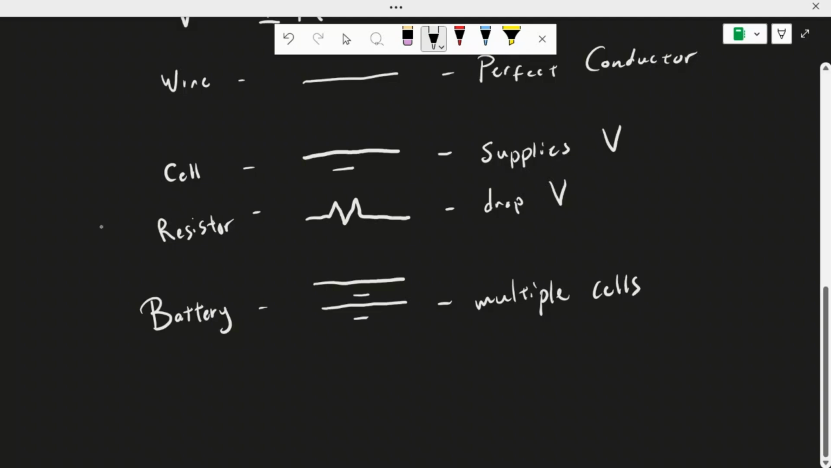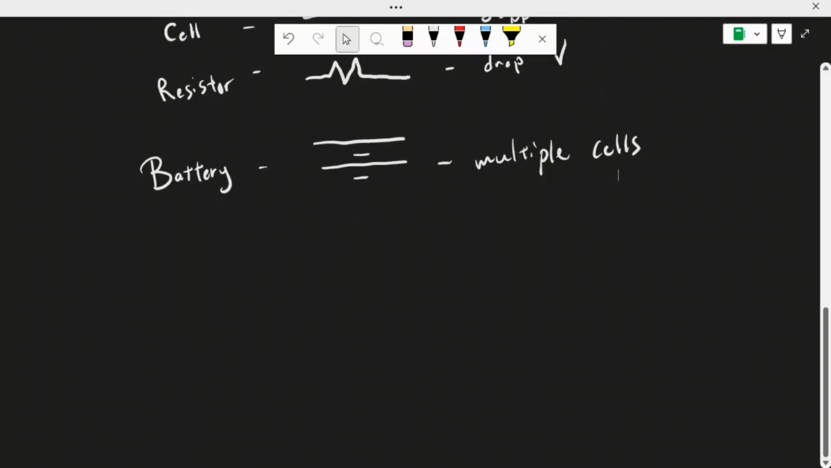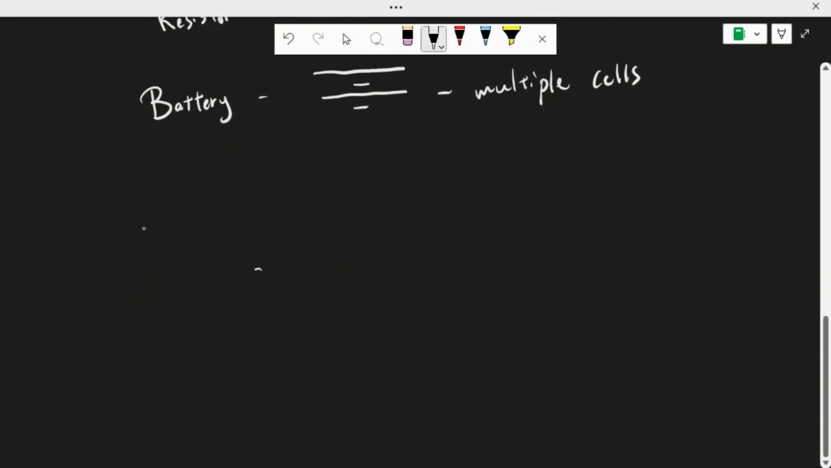Okay. So if I want to draw a circuit, I can start with some cell and put some resistor in that circuit.